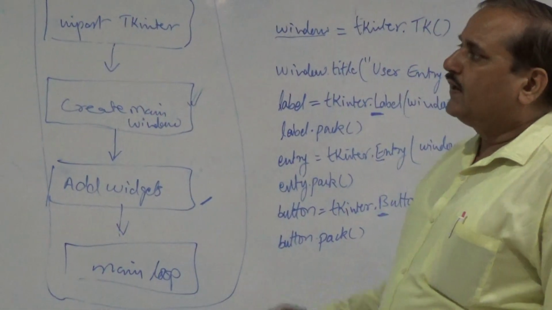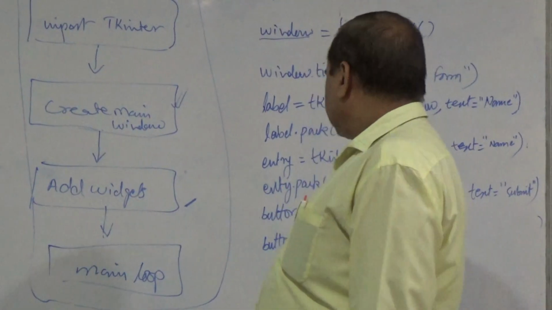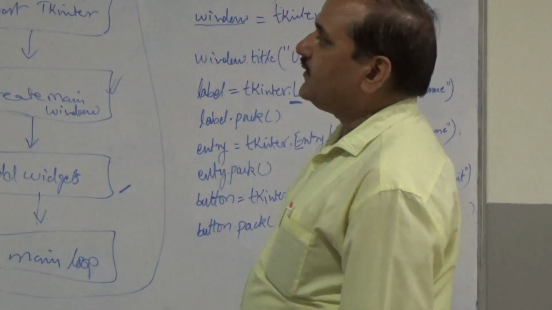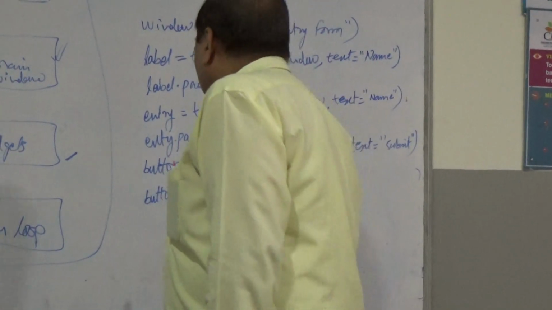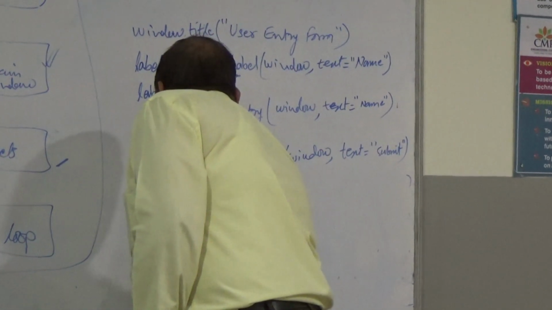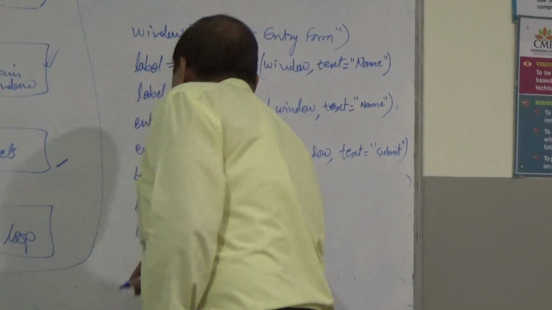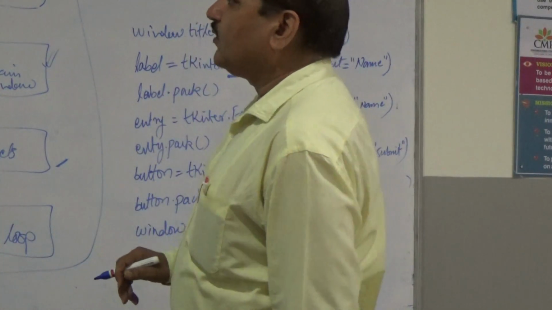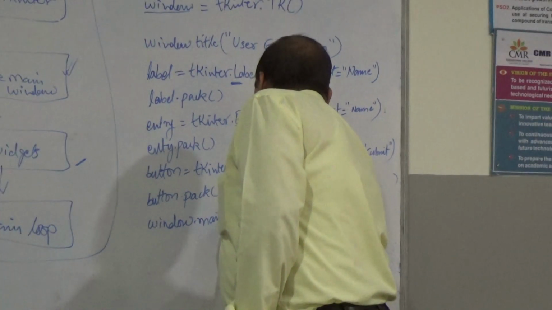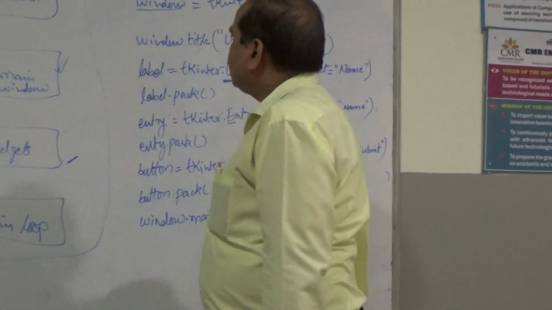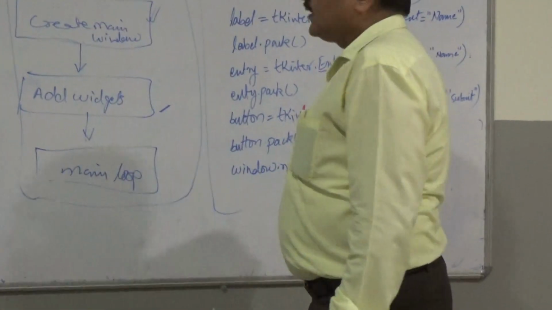Now we are going for the main. So what is the case? Now we are going to write here window dot window. What is the window here? Window is nothing but the name of your main window. Window dot, here we write the main window functions. With this the program has been completed.